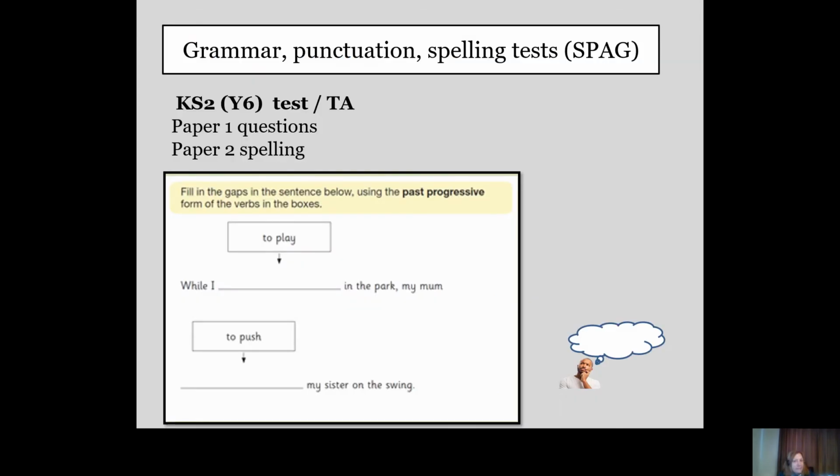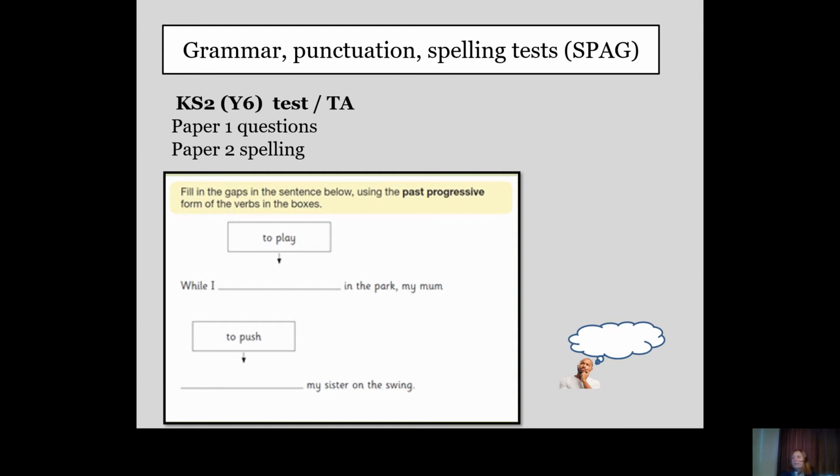So this is the year 6 test now. So this is moving at the end of primary school, basically. So these children are 10, 11 years old. And looking at some examples from here. So paper 1 has questions and paper 2 is for spelling. So here we've got fill in the gaps below using the past progressive form of the verbs in the box. So while I, something in the park, my mum, something, my sister on the swing. So while I, to play in the park, my mum, to push my sister on the swing.